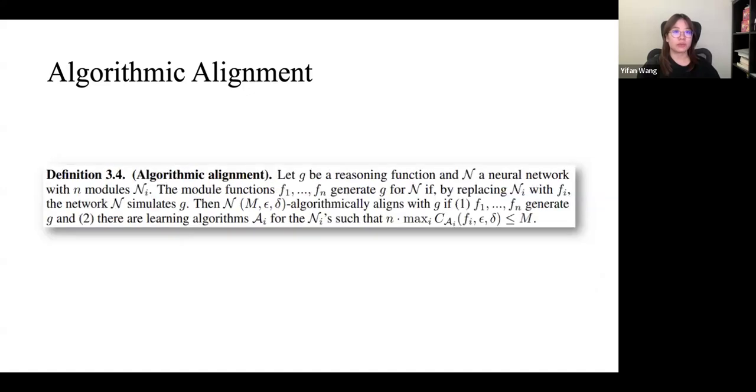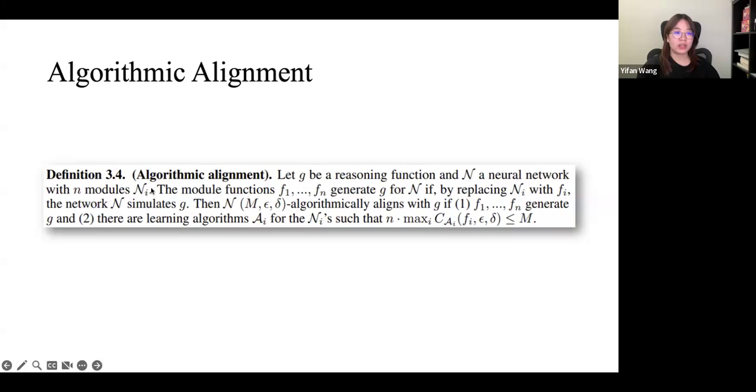Then we are ready for the formal definition of algorithm alignment. This definition explains when a neural network is well aligned with a reasoning function and why this alignment matters for learning efficiency. Suppose G is a reasoning function, for example, the shortest path computation, and we let N be the neural network with n modules, for example, the layers or the components in the network structure.